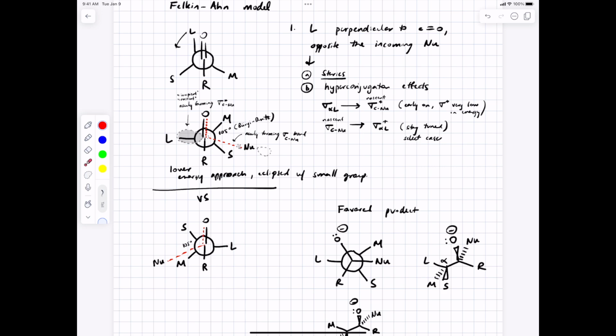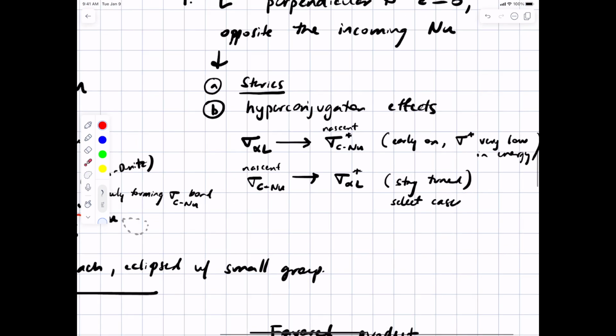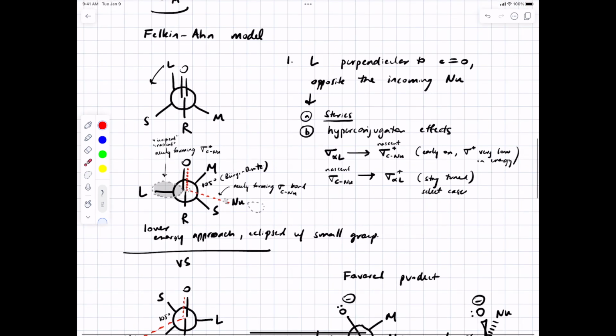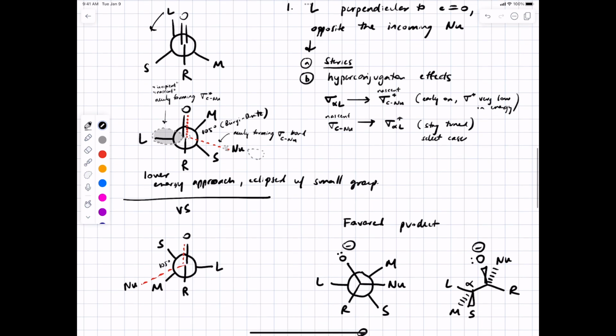So just to clarify, for 1B, the hyperconjugation effects are the same for both sets of attacks. The only difference is the steric issues. Right, so both of those have the exact same hyperconjugation. That's right. The major issue is which Bürgi-Dunitz trajectory is less hindered. Yep. Good.